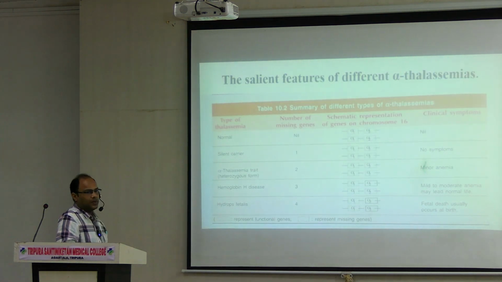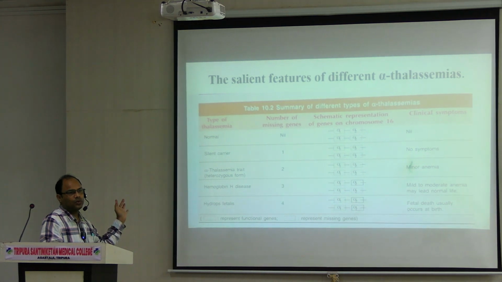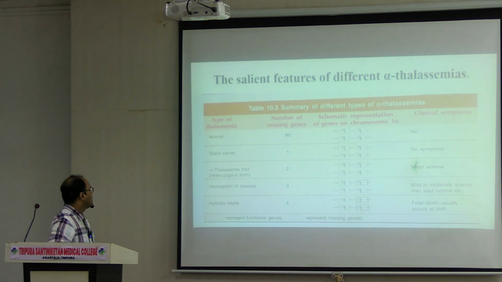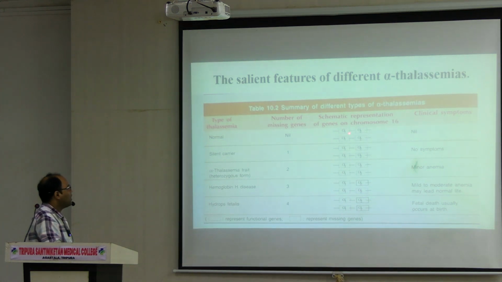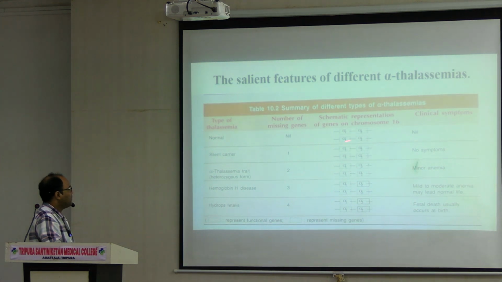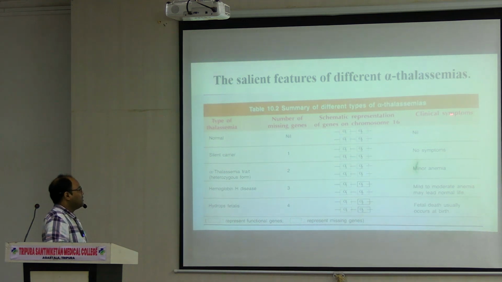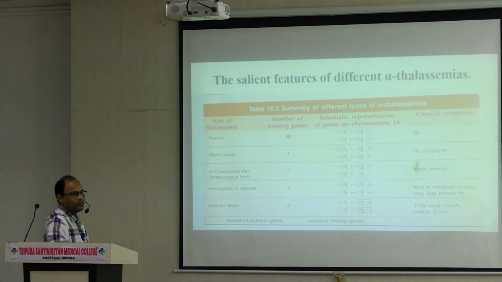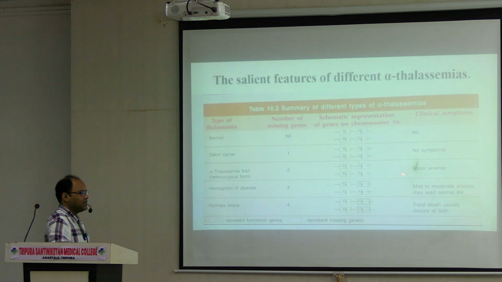Okay. This is taken from your book, Satyanarayan. This is the normal one. Here we have 2 alpha chains, alpha 1, alpha 2, and beta; this is from the mother, this is from the father. Clinical symptoms now. In the silent carrier, one chain is mutant or absent. There is no symptom because of compensation. Here in case of trait, from mother and father, chains are absent. Minor anemia is there.